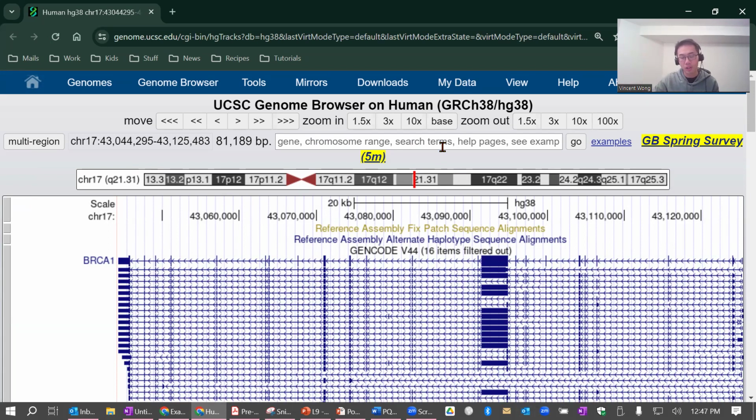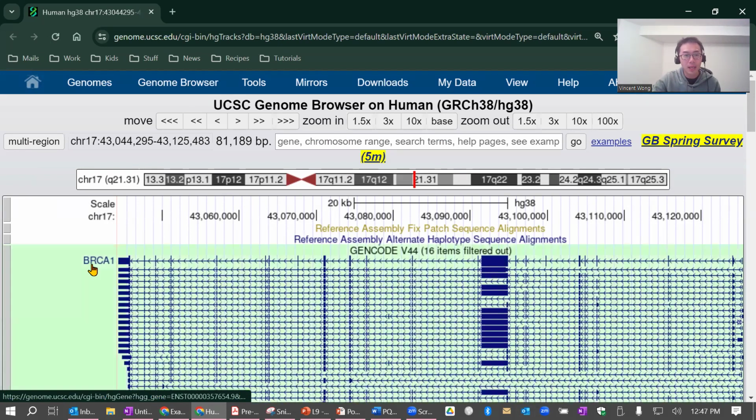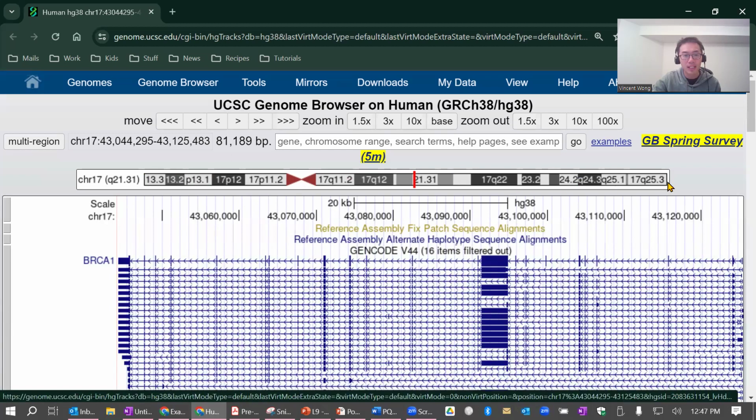You can search up insulin. You can search up telomerase. You just type it in, and then it will take you to the page. And right away, you can see the BRCA1 gene is on chromosome 17, and it's Q21.31. So what that means is this whole thing is chromosome 17.